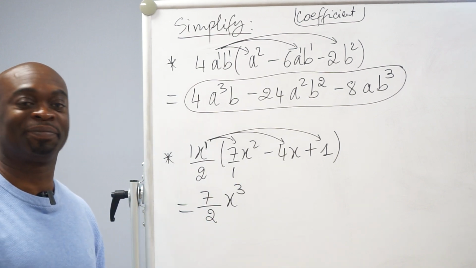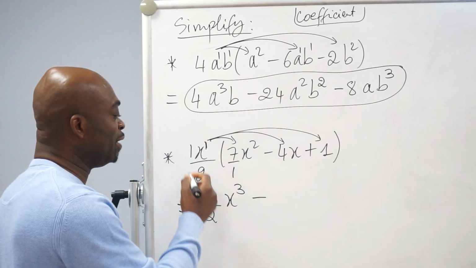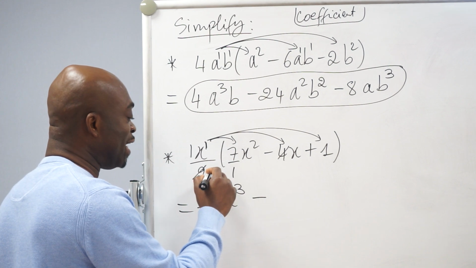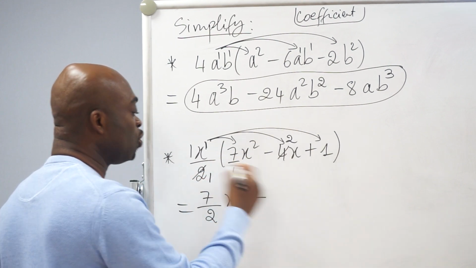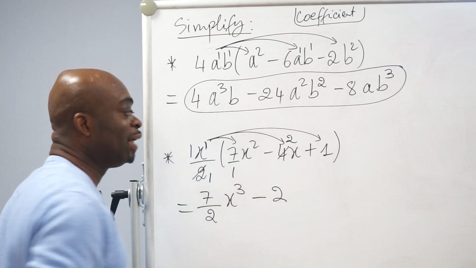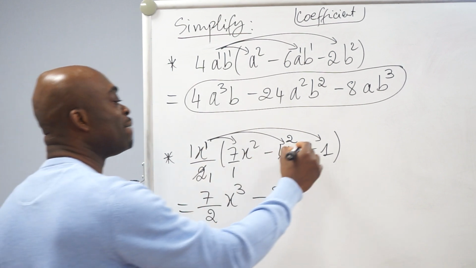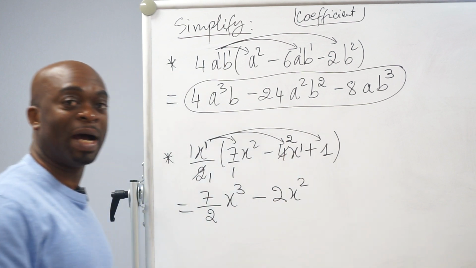Are we good? Okay. And then we continue with minus, same thing here. The good news is that 4 and 2 can divide: 2 divides into 4 twice, so you end up with negative 2. And don't forget, you have x1 times x1. That will give us what? x2, when you add the powers.